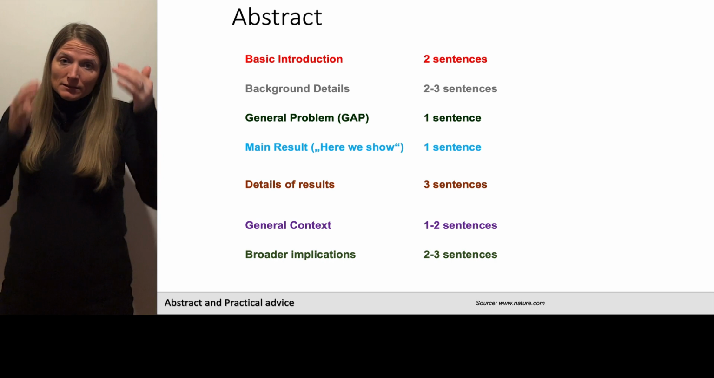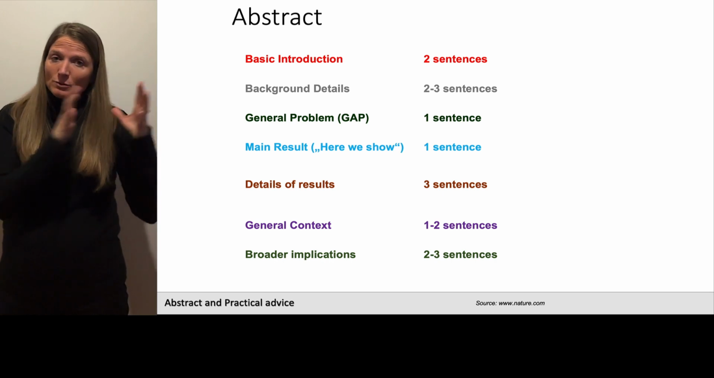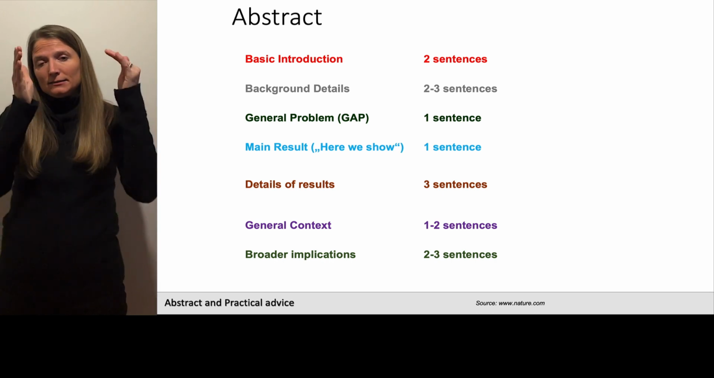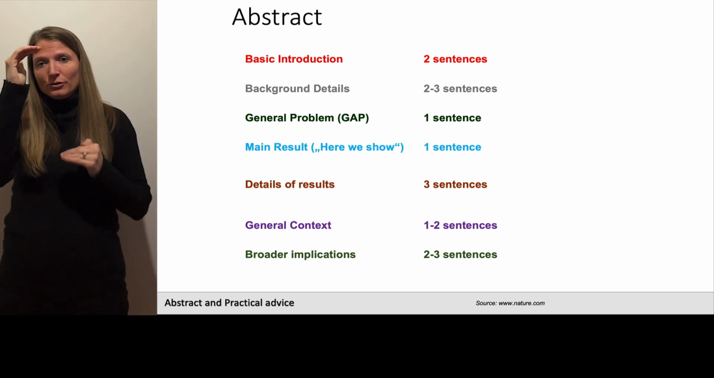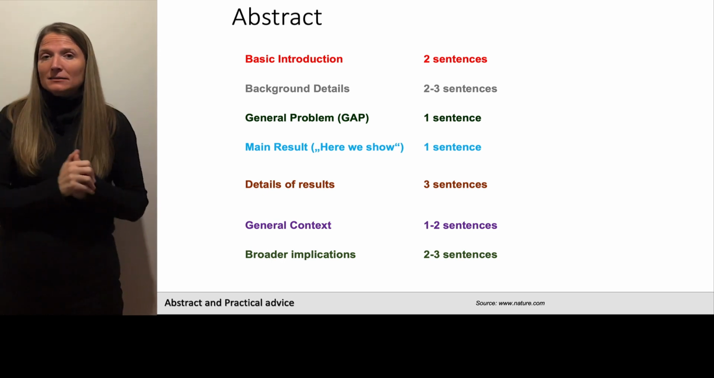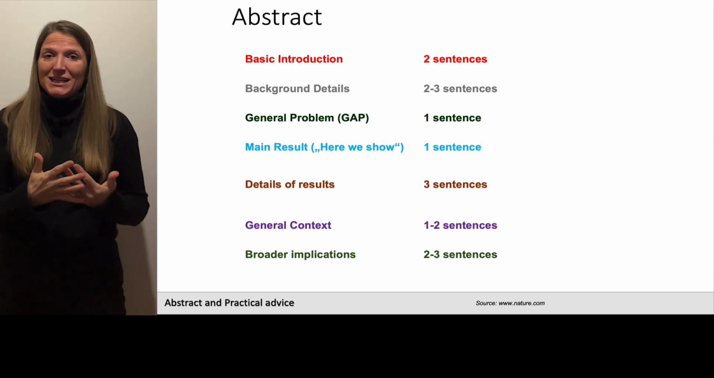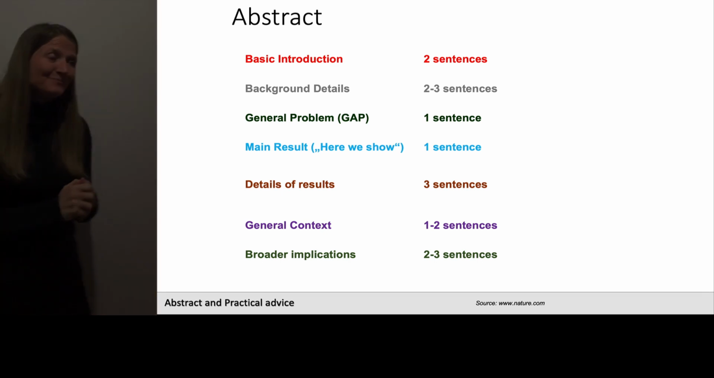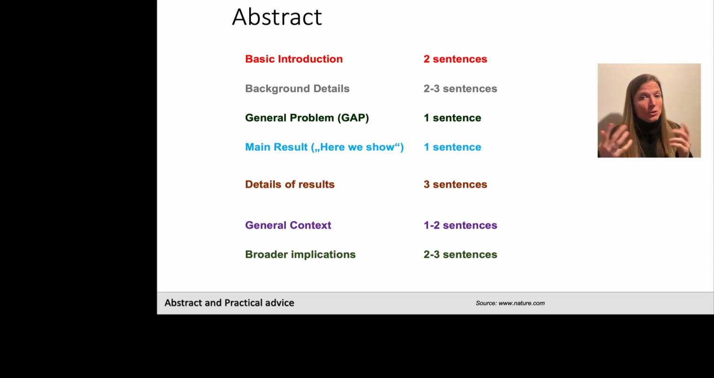What Nature provides here is, again, the specific flow of how many sentences you put on which detail. Let's go through this. You put about 2 sentences on a basic introduction. You add some more details on this. And again, you have to state the general problem, the gap of knowledge.